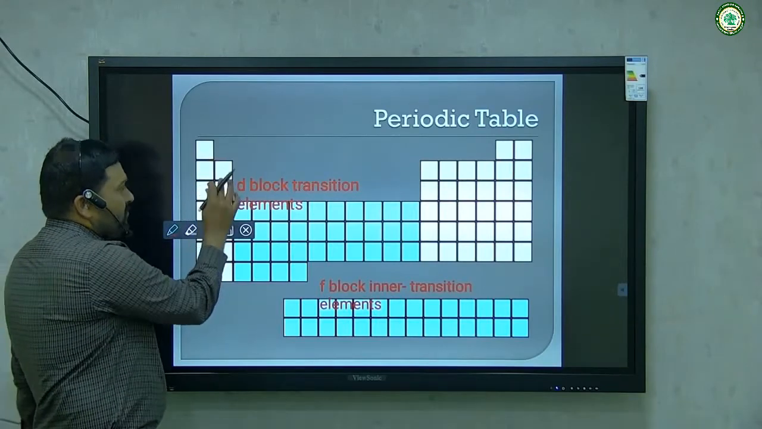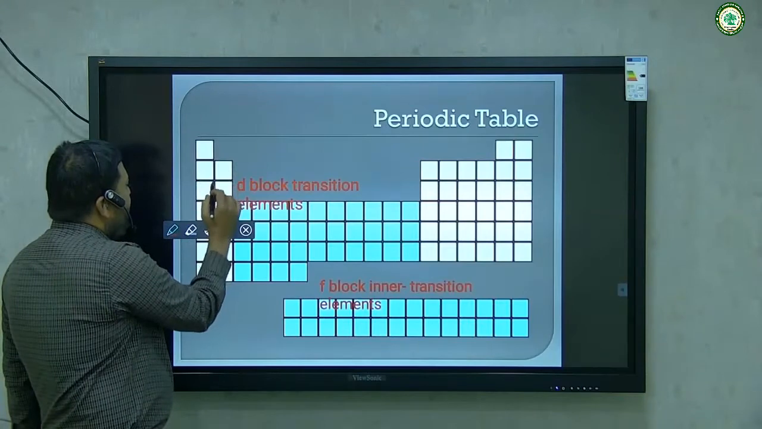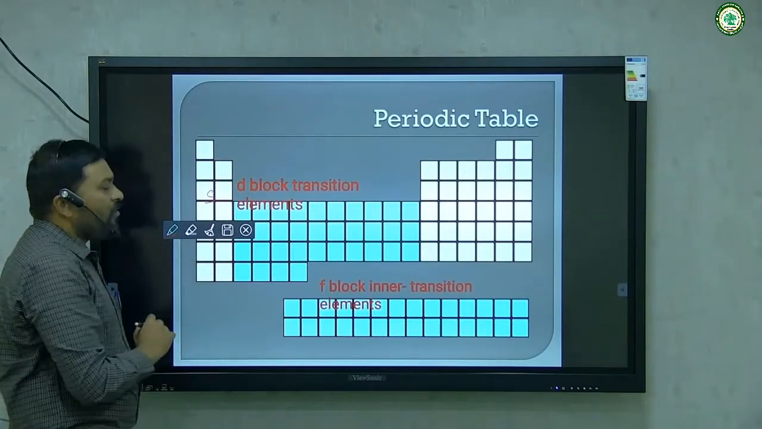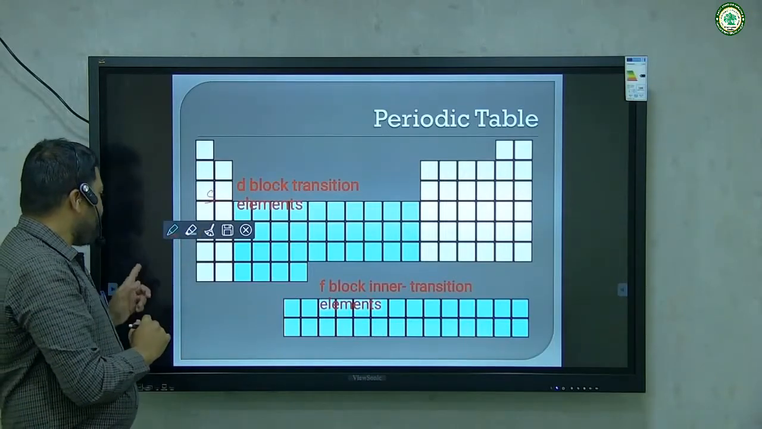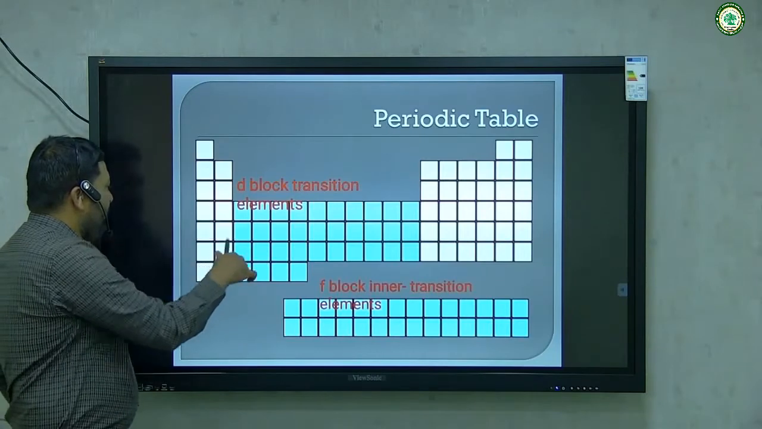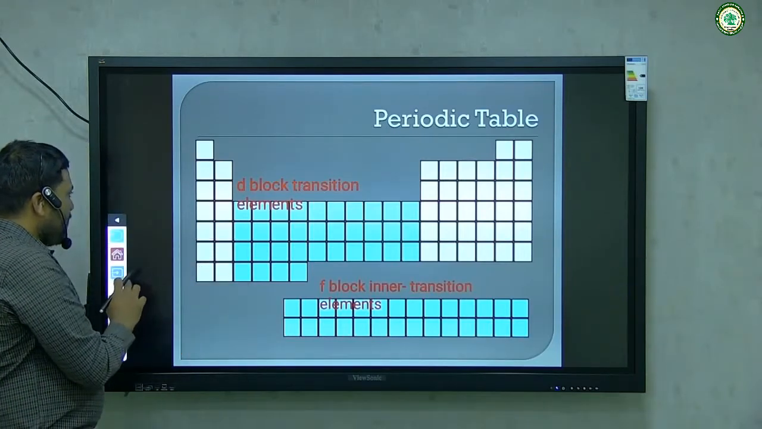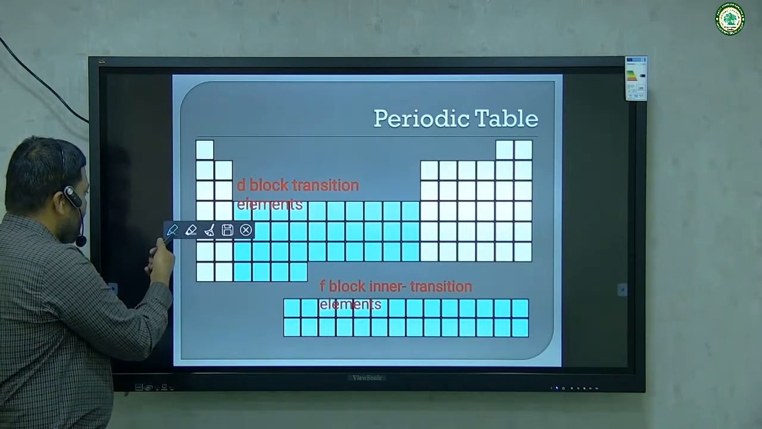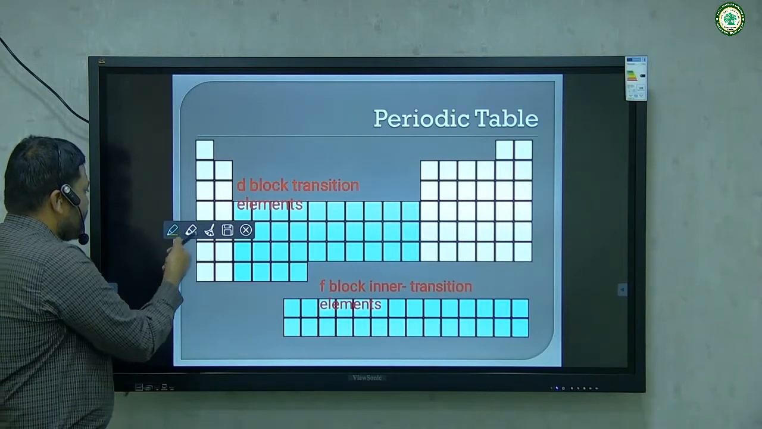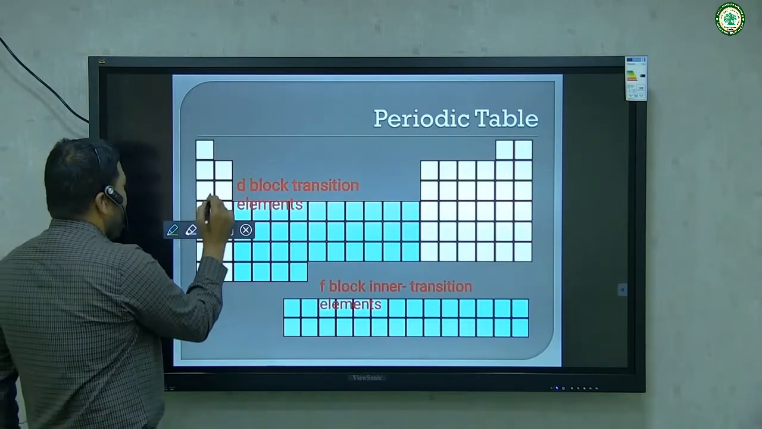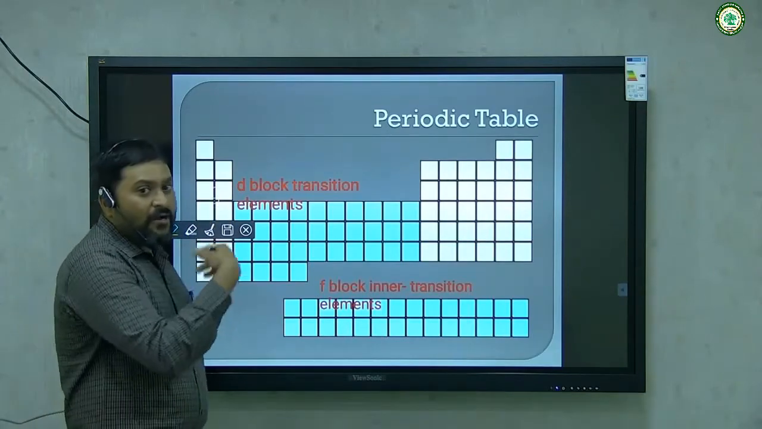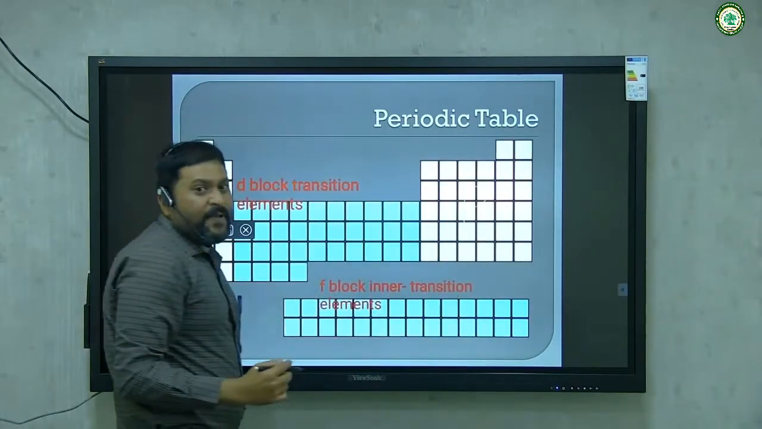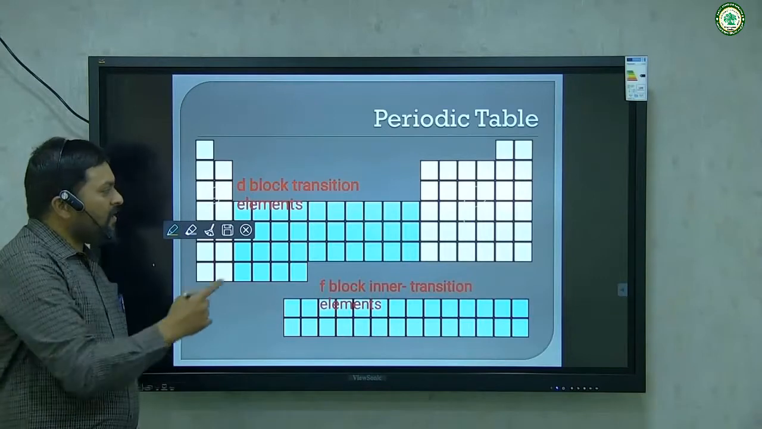here in this PPT in white color, the elements of S block are shown. The elements of S block are situated in the periodic table to the extreme left hand side. And towards the right hand side, these are nothing but the P block elements.